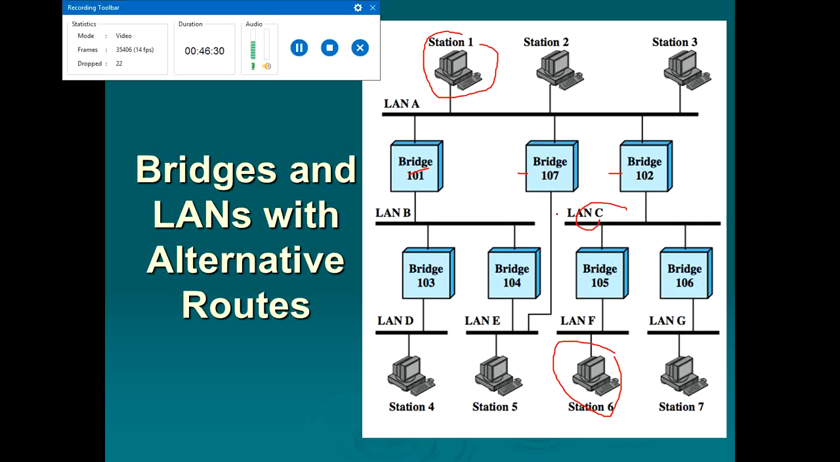It should preferably be bridge 107, because bridge 107 is directly attached to LAN E, since it will involve only one hop. If 101 wants to transmit, then it will go to LAN B, then from LAN B it will go to bridge 104. That means it has 2 hops. Another consideration is that there may be changes in the configuration. For example, bridge 107 may fail. What happens if bridge 107 fails? In that case, all the subsequent frames from station 1 to 5 should go to bridge 101 and then to bridge 104.